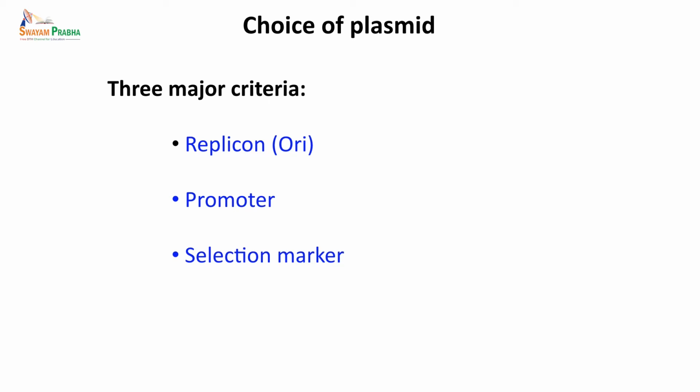So there are three very major criteria that you want to consider when planning for protein production. One is, what is the kind of replicon that you would like to have in the vector? Replicon means origin of replication. Second very important thing to consider is what is the kind of promoter that is present in the vector. And of course, you also want to see what is the kind of selection marker that is present, because based on that, you may have to decide whether you can do the selection easily or not. So let's now discuss these three things a little bit more, one by one.